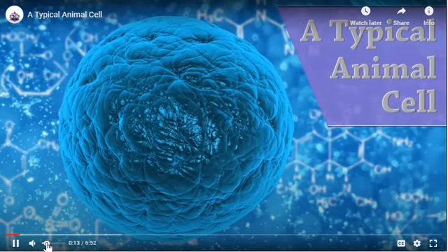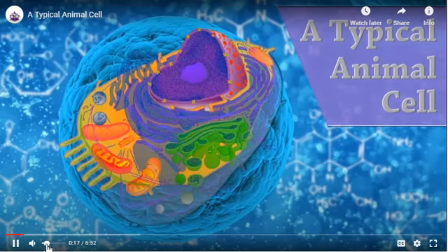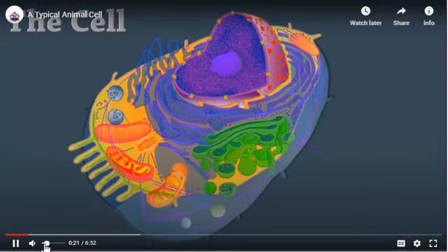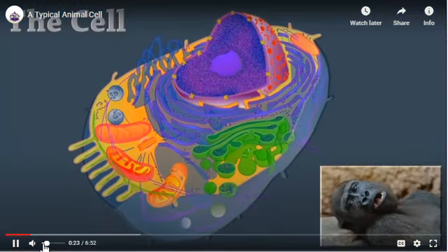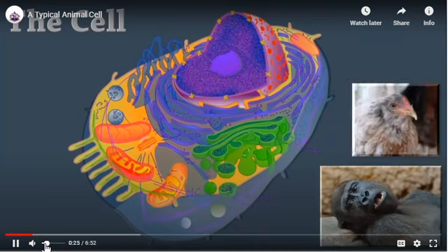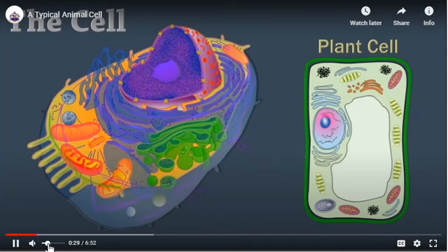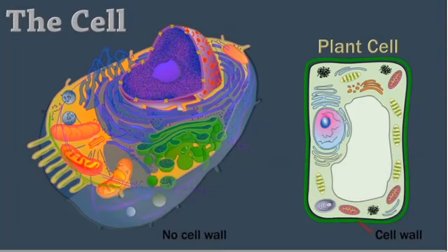Typical animal cell. In this video, you'll explore parts of an animal cell and the function of organelles. The cell is the basis for all life. It's the fundamental building block for all known living things. Unlike plant cells, animal cells lack a cell wall, so they come in a variety of shapes and sizes.